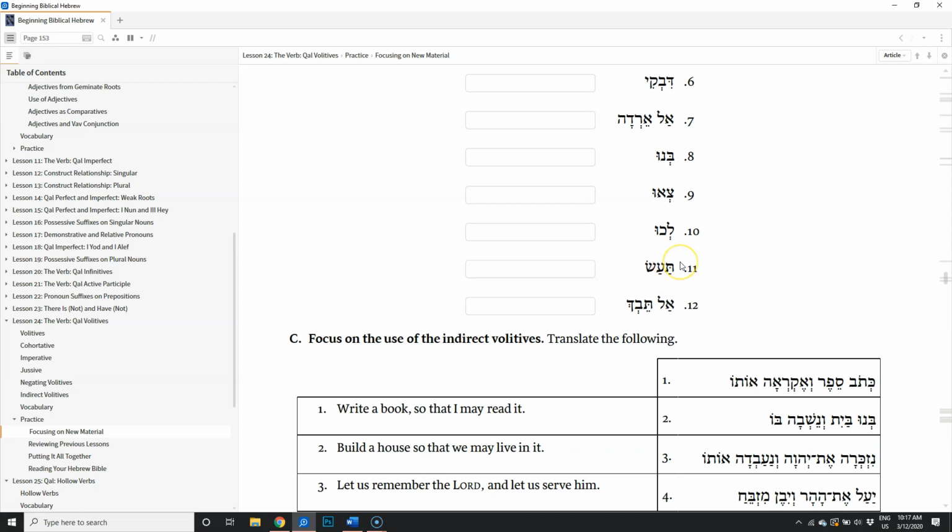The tav here in the imperfect will indicate either 3FS or 2MS. And since we've lost the comet's hay, it's going to be jussive. And so that tells me it's 3FS.